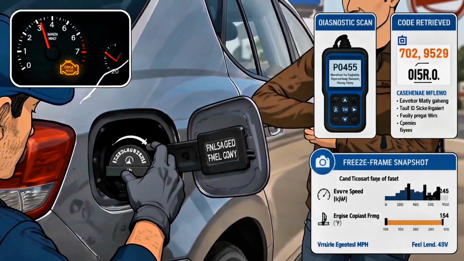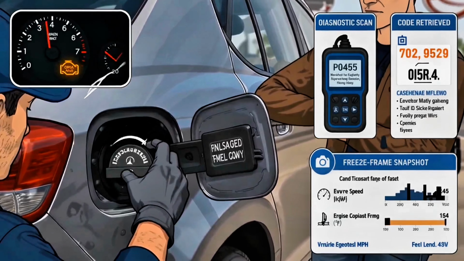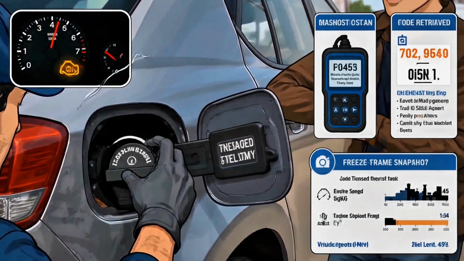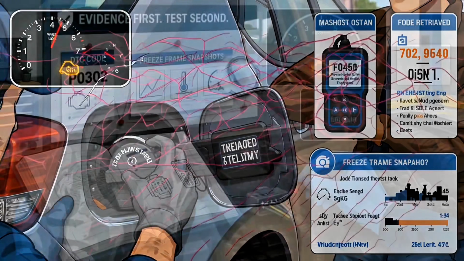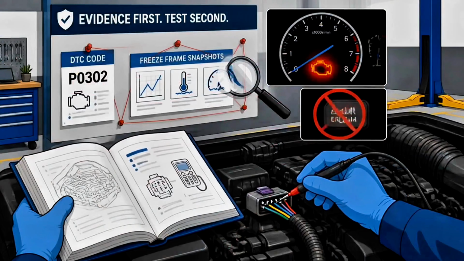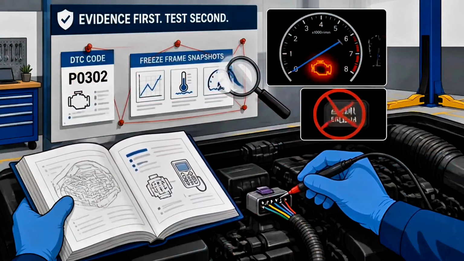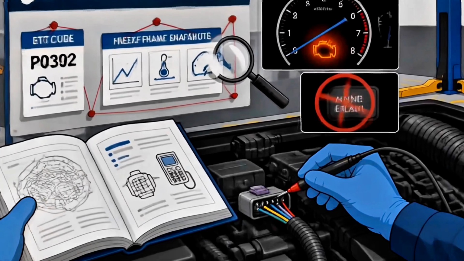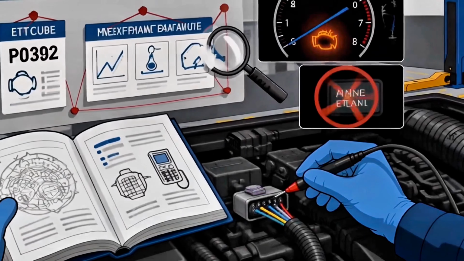The computer may also have stored freeze frame information, a snapshot of engine speed, temperature, load, and other conditions at the moment the fault was detected. That information can be extremely useful. Fourth, treat the code as evidence. Consult reliable service information and test the system before replacing components. Finally, repair the root cause and verify that the fault does not return.